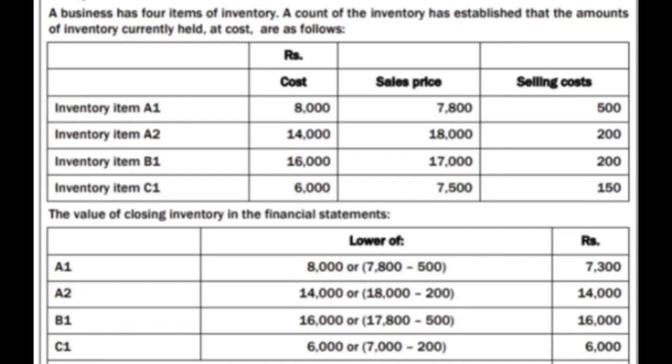In the next item, A2, cost is 14,000, selling price is 18,000, and cost to sell is 200. So 14,000 or 18,000 minus 200, whichever is lower. 14,000 is lower of all, so we shall carry item A2 at 14,000, the lower of cost or NRV, and then in the next steps we shall do the same. Hope you have got a clear idea of what NRV is.